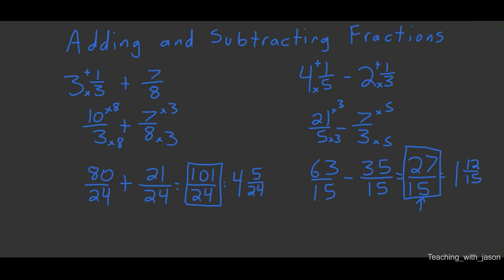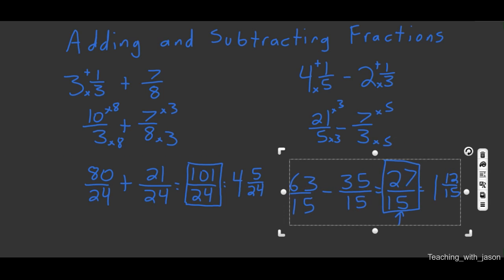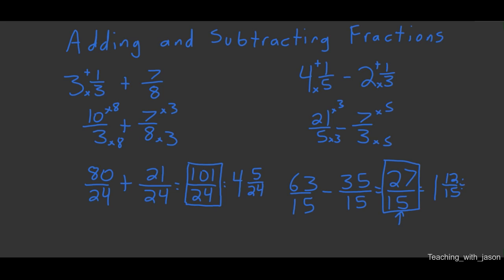We need to remember to always check to see if we can simplify as well. With 12/15ths, 3 can go into both. So I'm going to divide by 3 over 3, and I end up with 1 and 4/5.